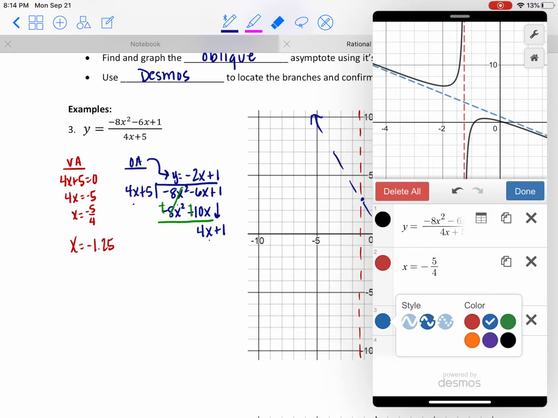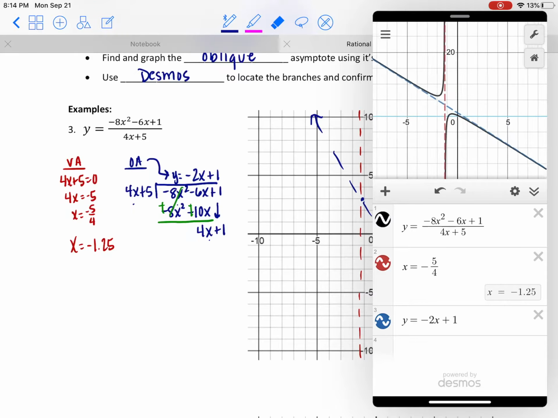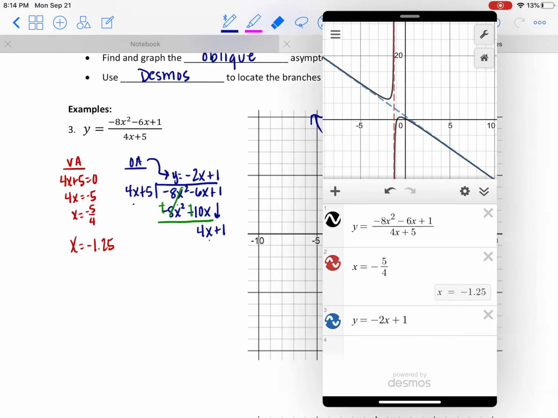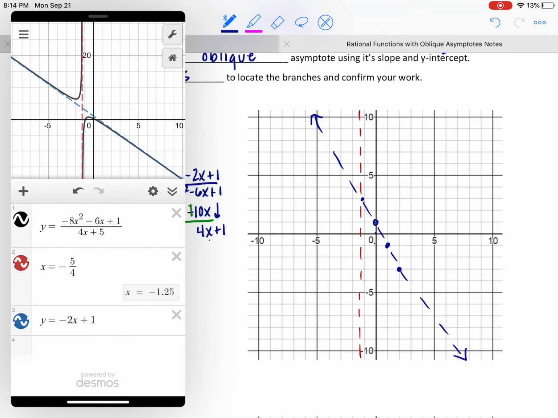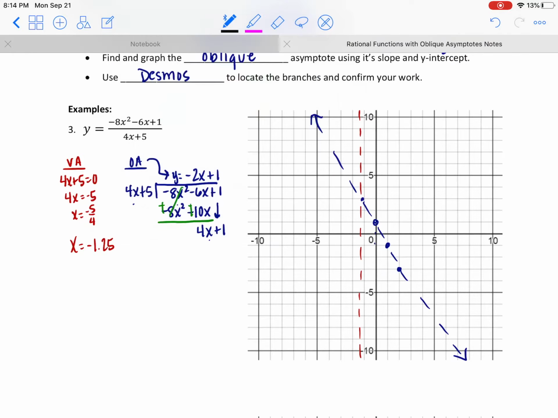So I can see that my branches have to go into little skinny sections there, right into the little skinny sections between those asymptotes, but everything else on my paper looks correct. So I'm just going to put my branches in, and then I'm good to go. So I'm going to squeeze a branch in there, and again squeeze another branch in there. And there it is, okay?